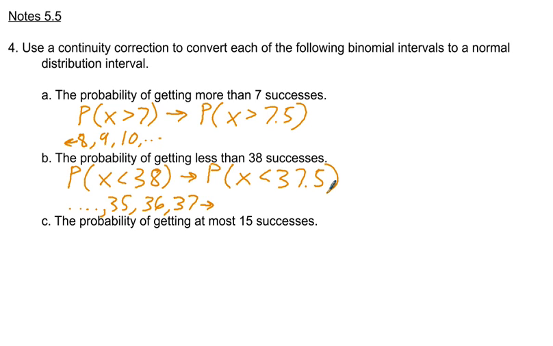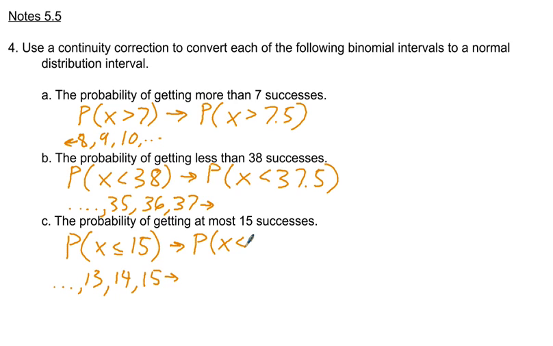And finally, in part C, the probability of getting at most 15 successes. This would be the probability that x is less than or equal to 15. This time, unlike the previous one, we're including 15. So 15, 14, 13, and so on. So I add 1/2 to 15, and my new probability statement is the probability that x is less than 15.5.